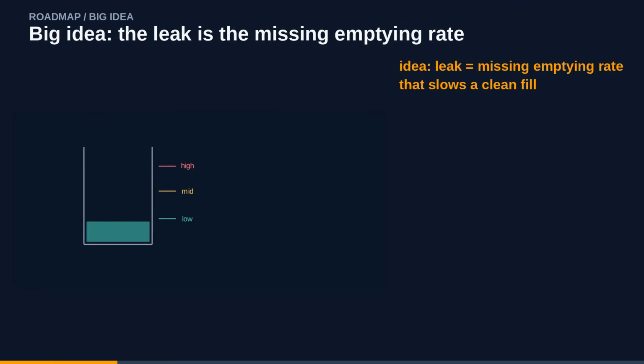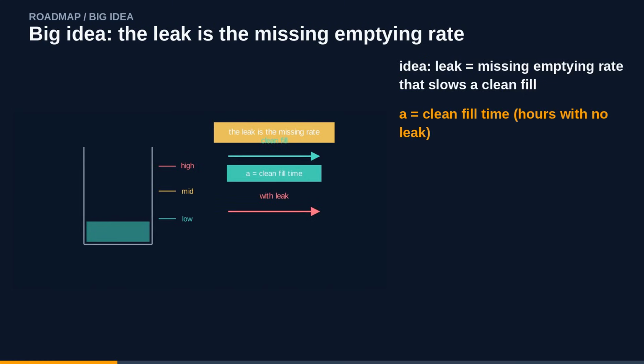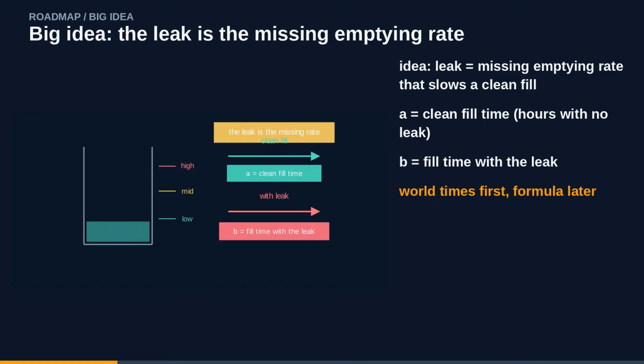Here is the big idea. A leak is not a second clock. It is the missing emptying rate that slows a clean fill. Call A the hours the pipe needs to fill this tank with no leak, the clean fill time. Call B the hours the same tank needs once the leak is stealing water, the fill time with the leak. Those 2 letters are world times you can see, not yet a formula.